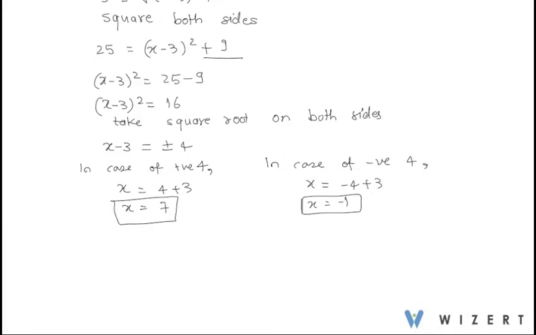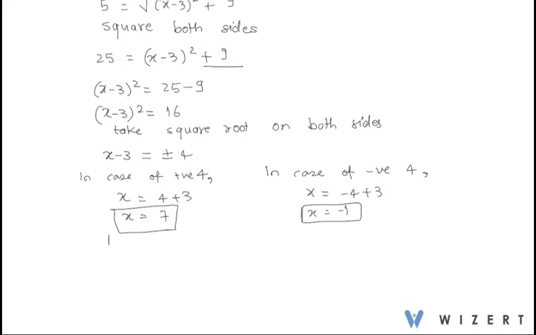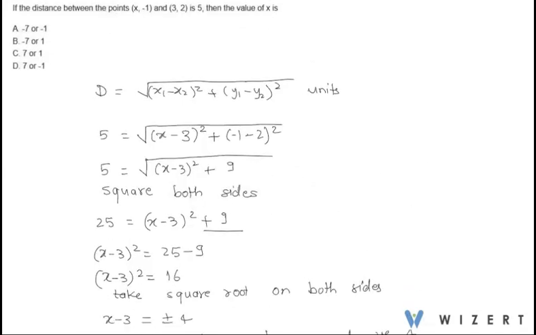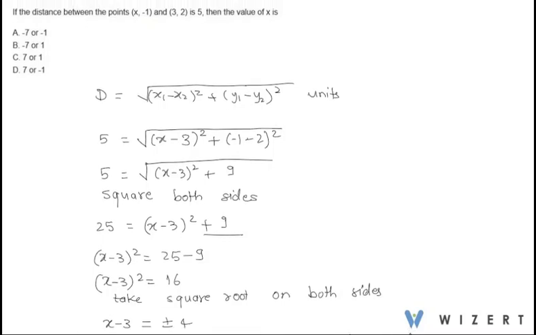So let's see what are the options. 7 or minus 1. Yes, the answer is option D, 7 or minus 1.